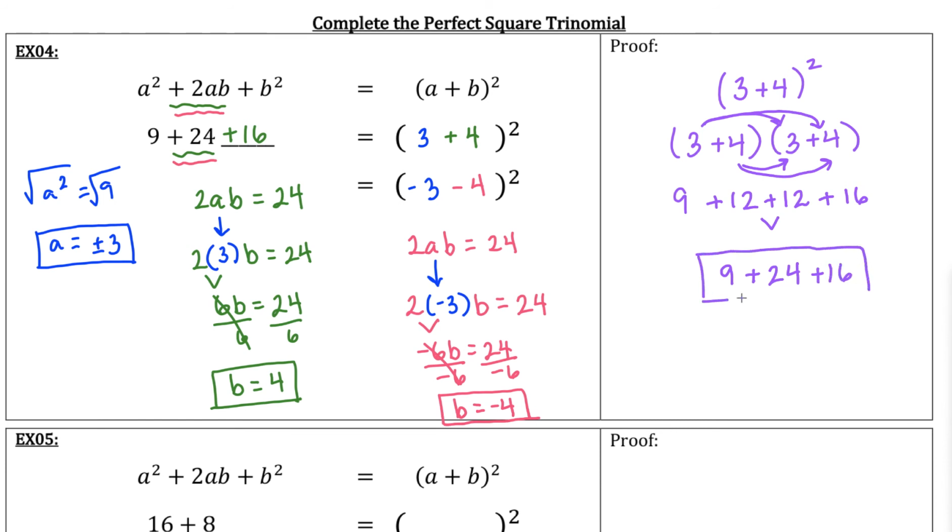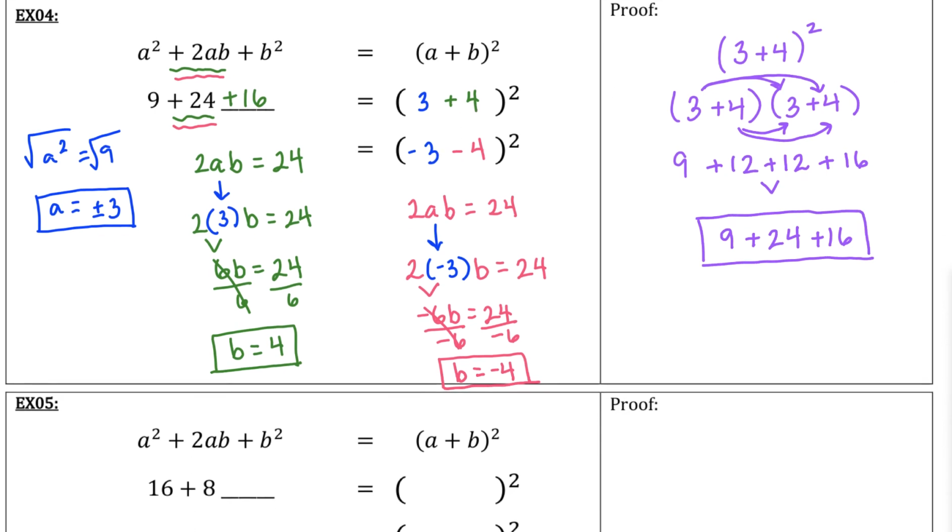So basically, let me rewind a little bit. I'm given an incomplete perfect square trinomial. I was just given 9 plus 24, and my goal is to figure out what I can put here that would make this a perfect square. I can put in a 16, because if I put in a 16, I can express it as 3 plus 4 squared, or negative 3 minus 4 squared. Let's do it one more time.